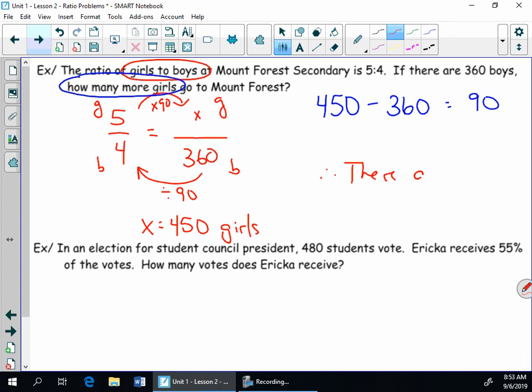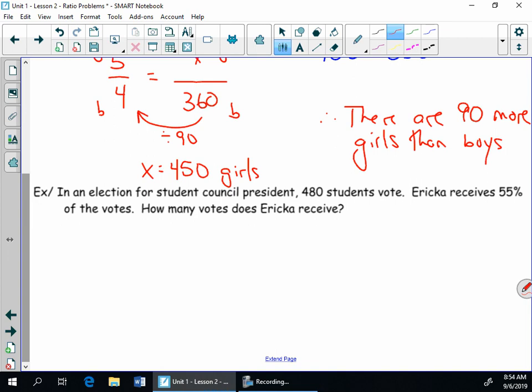There are 90 more girls than boys. We got to make sure we read the question to make sure we've answered what's being asked, right? Not just finding something about the question, find the right answer for the question. Okay, try the next one again. Pause it, give it a try, see if you can get it.